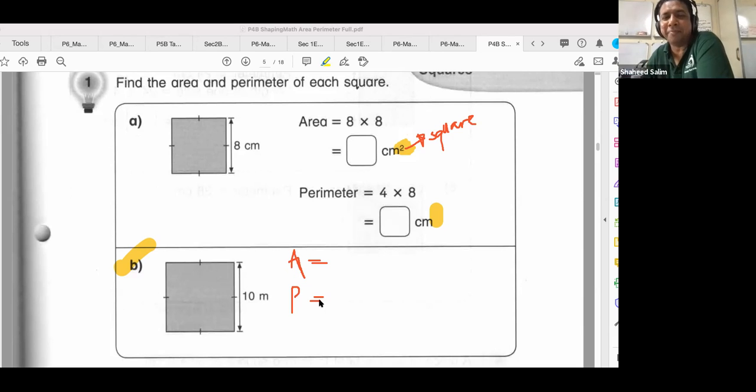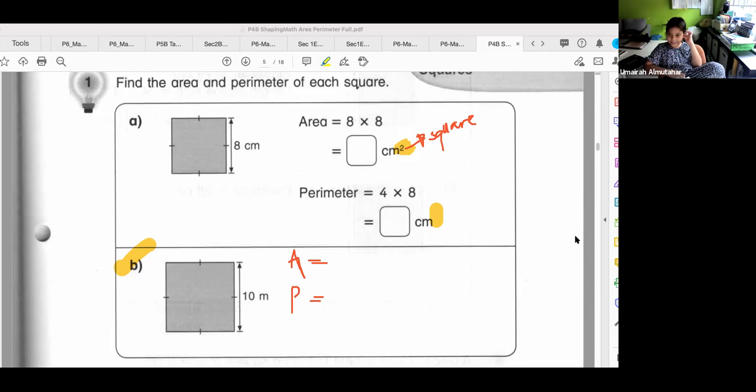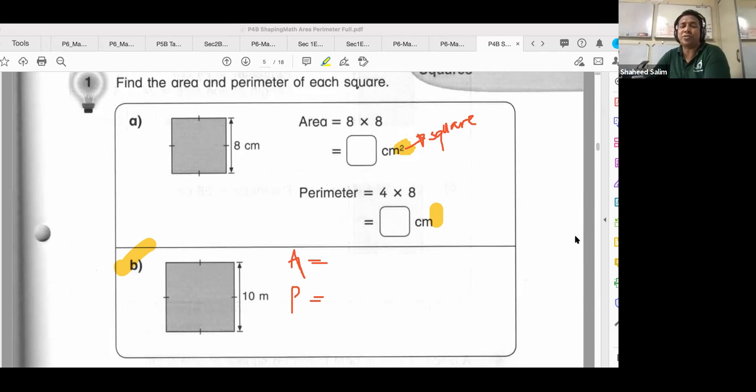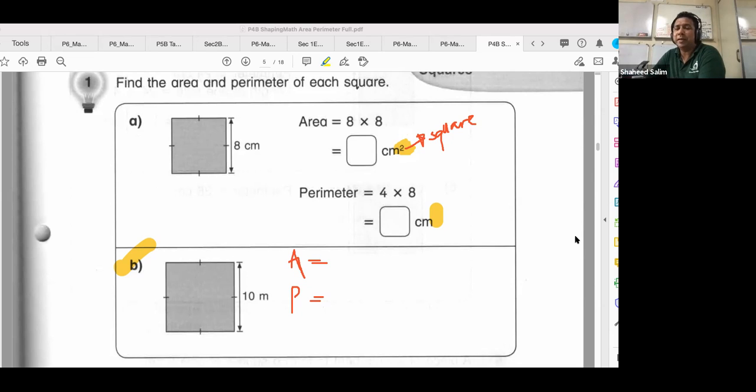Okay, come. Auni and Naomi and the rest, come. Let us try now. What's the answer for B? Naomi, stop watching TV, come. Do this one. I know you're watching TV. Try, find the area and perimeter, come, Naomi.